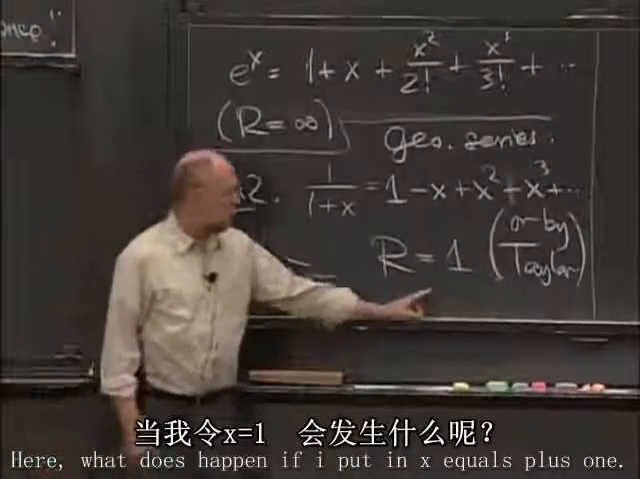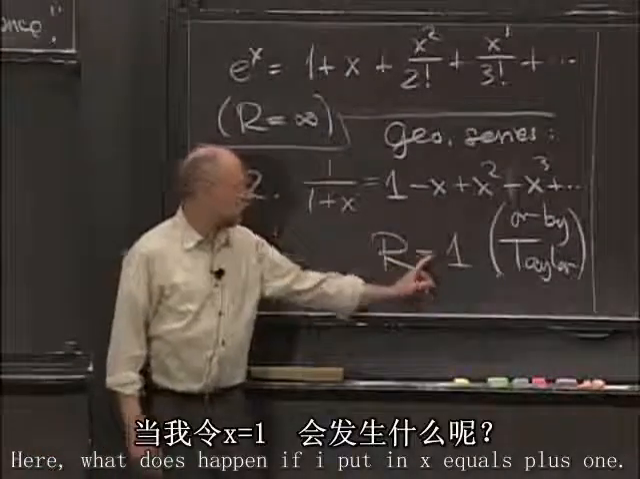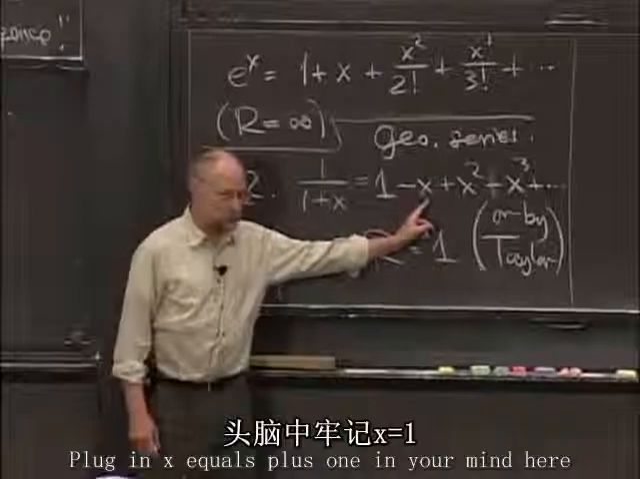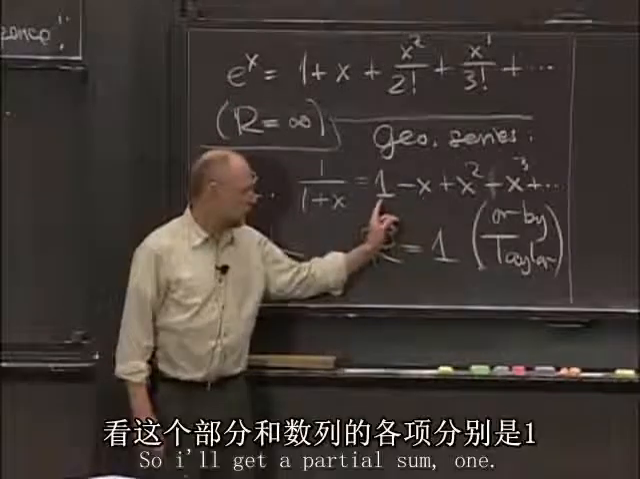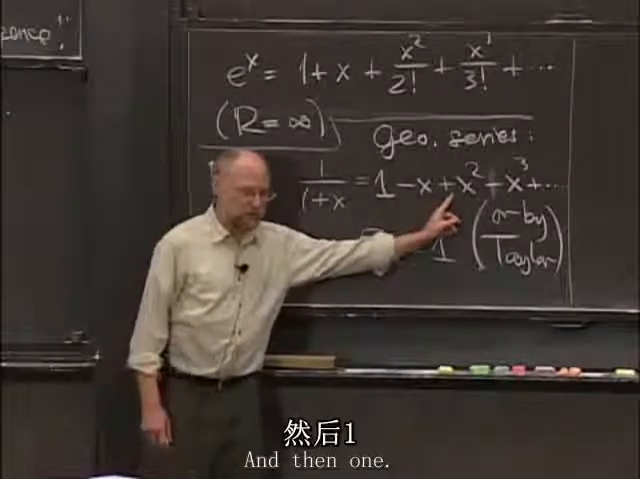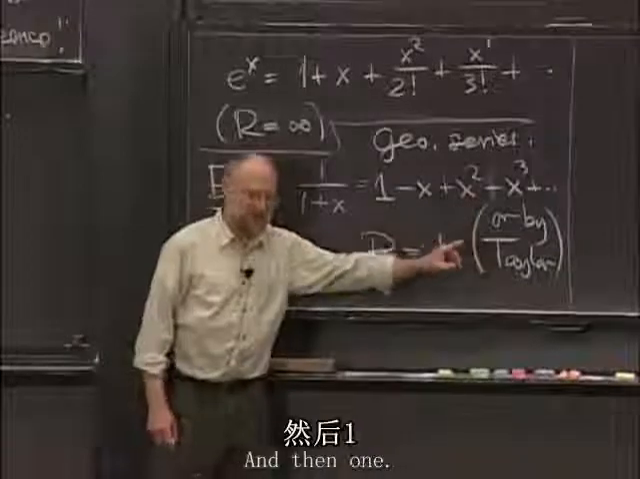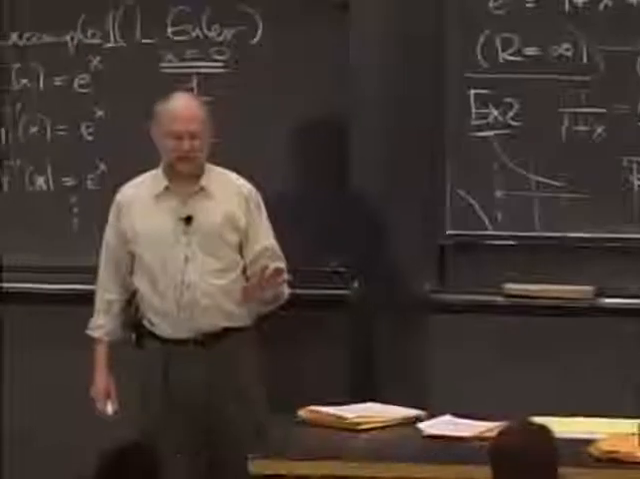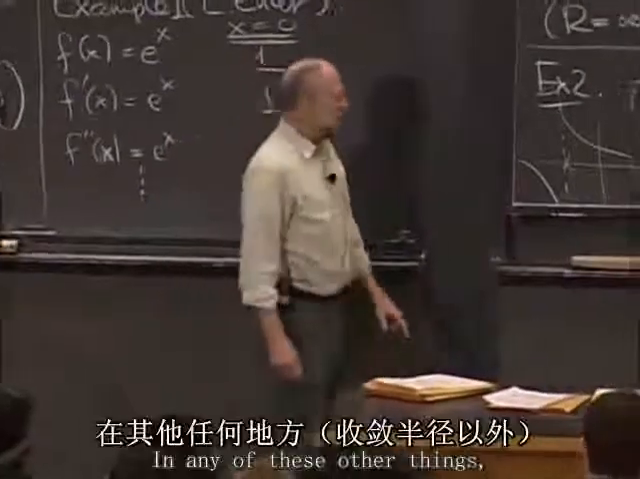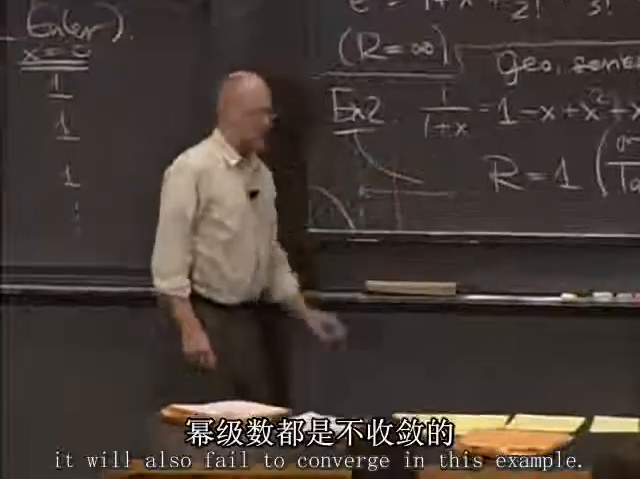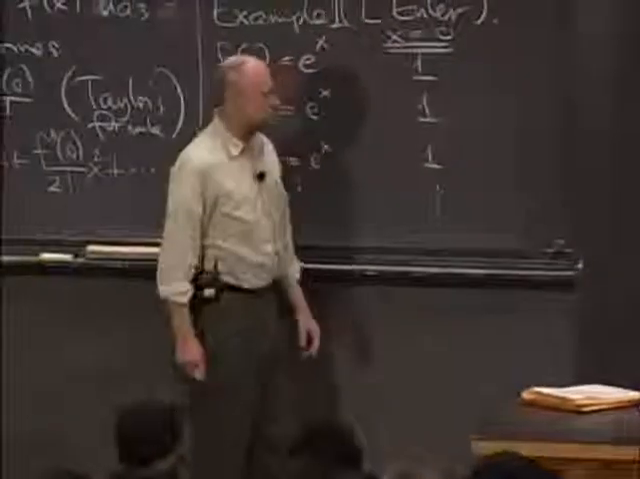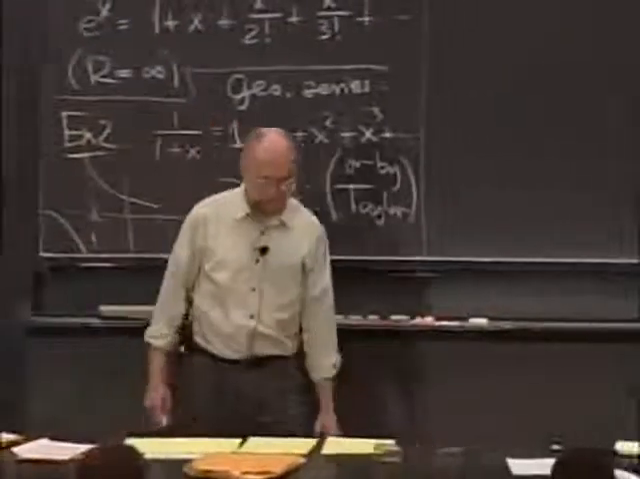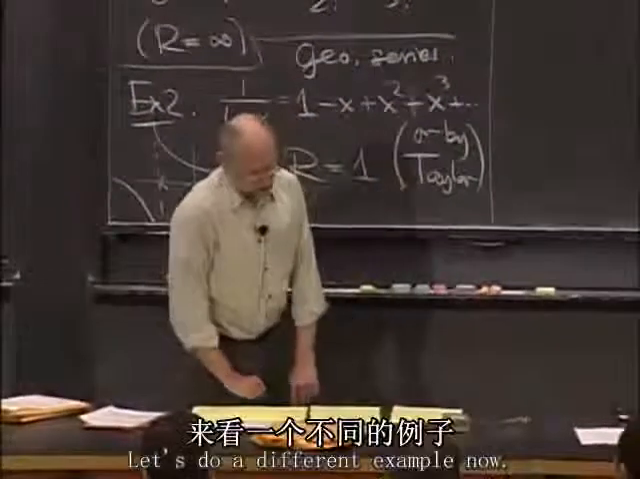Here, what does happen if I put in x equals plus 1? So let's look at the partial sums. Put in x equals plus 1 in your mind here. So I'll get the partial sum 1, and then 0, and then 1, and then 0, and then 1. So even though it doesn't blow up to infinity, it still does not converge. And any of these other things will also fail to converge in this example. Well, that's the only two real numbers at the edge, right? Okay, let's do a different example now.